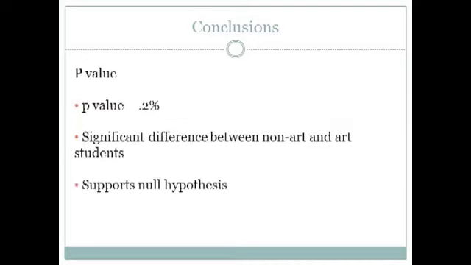Our study suggests that there is a relationship between art students and non-art students. The p-value we calculated of 0.2% is less than 5%, the standard p-value, thus suggesting that there is a significant difference between the 2 groups when it comes to solving a simple jigsaw puzzle. Therefore, this value cannot reject our null hypothesis.